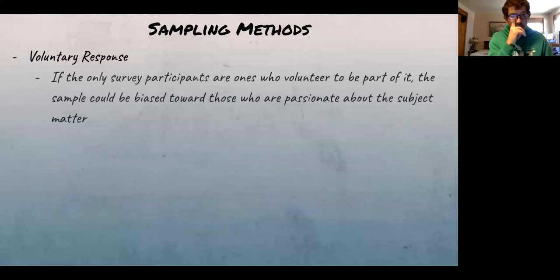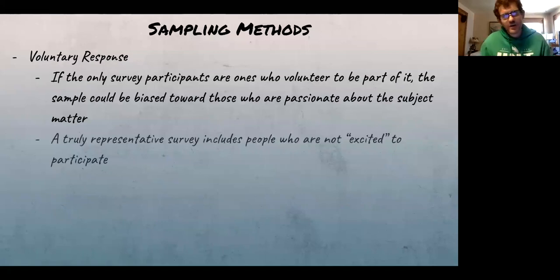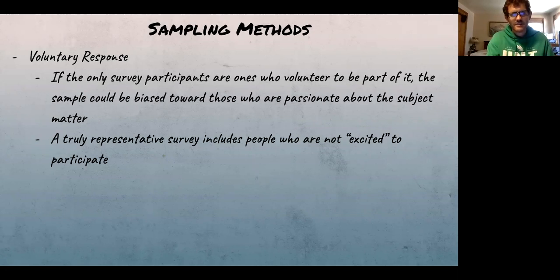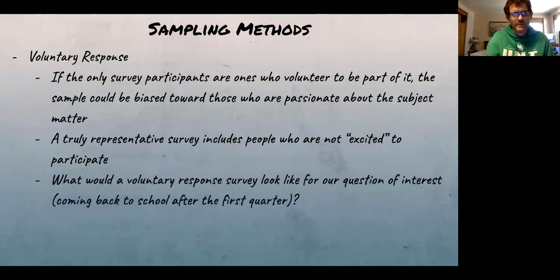Voluntary response. It's similar in some ways, but they're not necessarily the most convenient. So voluntary response is when the only participants in the sample are the ones who volunteer to be part of it. It could be biased towards those who are passionate about the subject matter. So you also need to make sure a truly representative survey includes people who are not excited to participate, because they might have different opinions about this. And so again, what would a voluntary response survey look like for our question of interest?